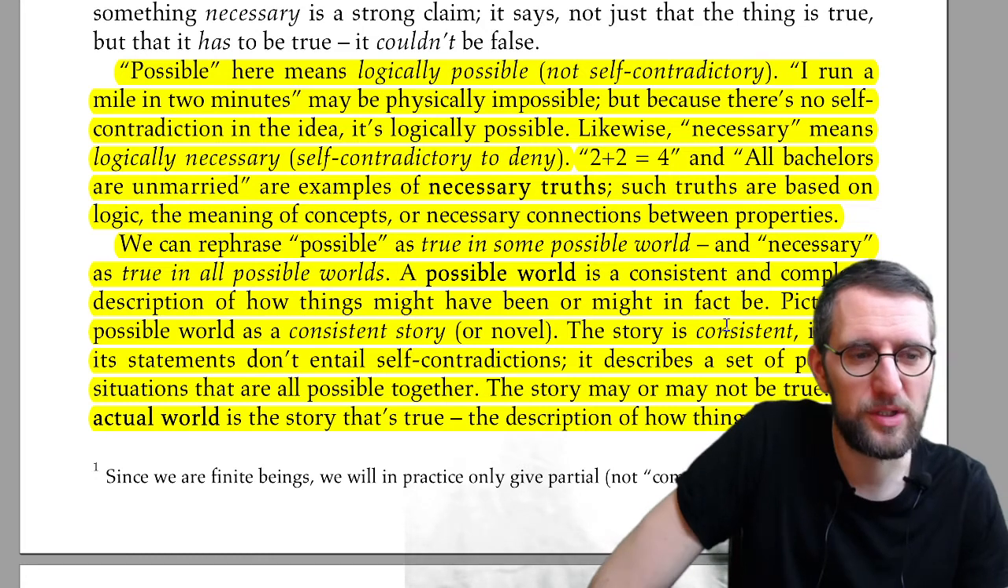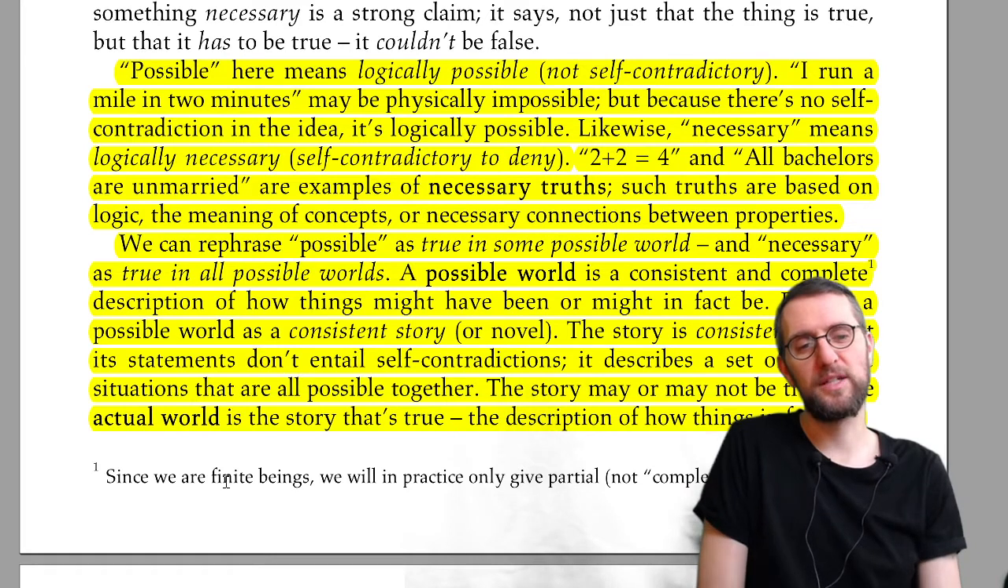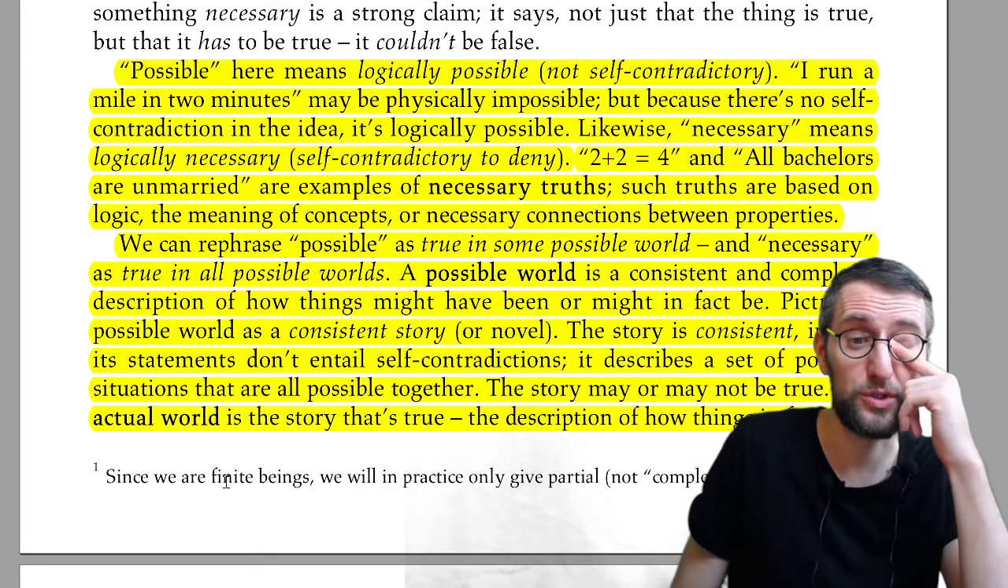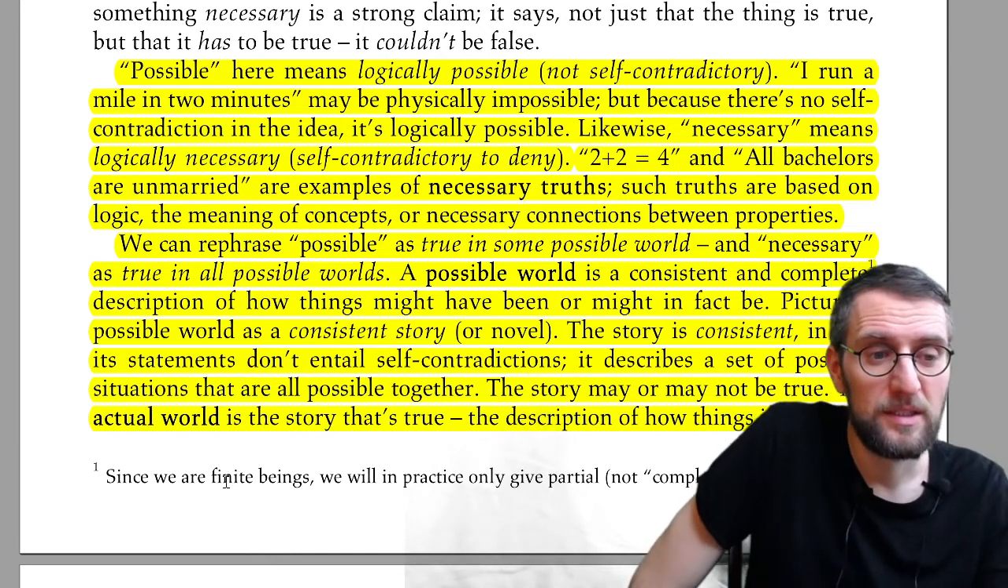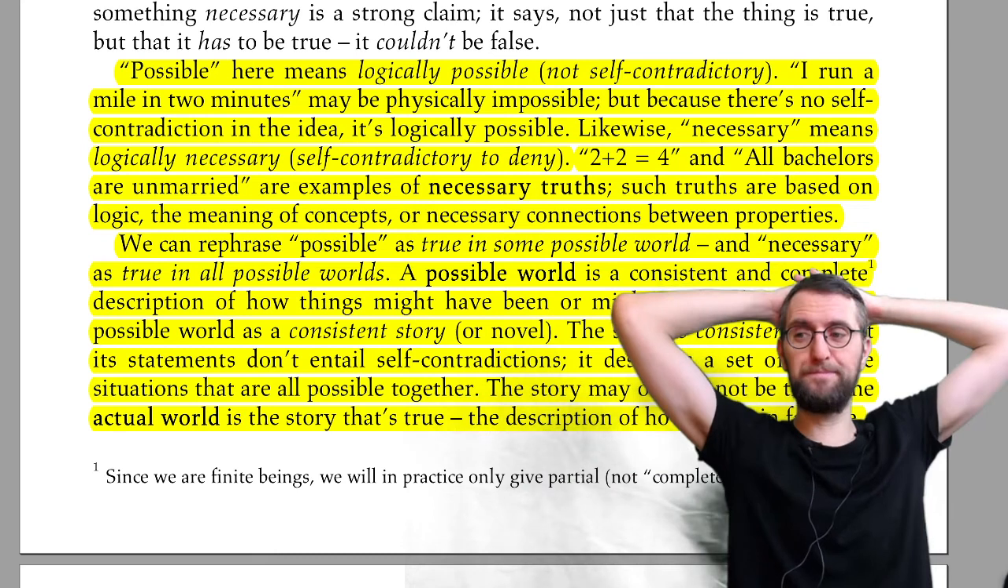A possible world is a consistent and complete description of how things might have been or might in fact be. Since we are finite beings, in practice we only give partial, not complete descriptions of possible worlds. Okay, so this is what we are doing here. Not very complicated so far, right?